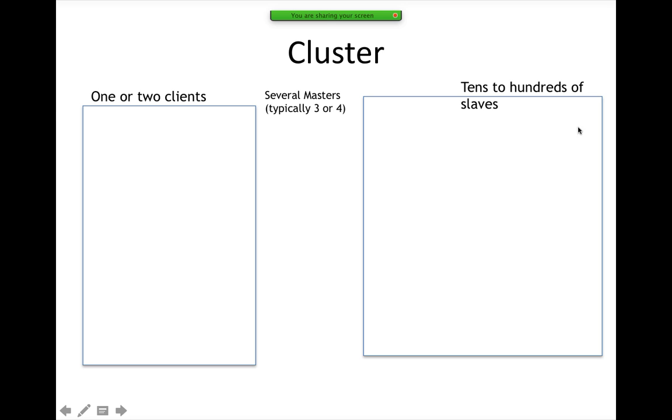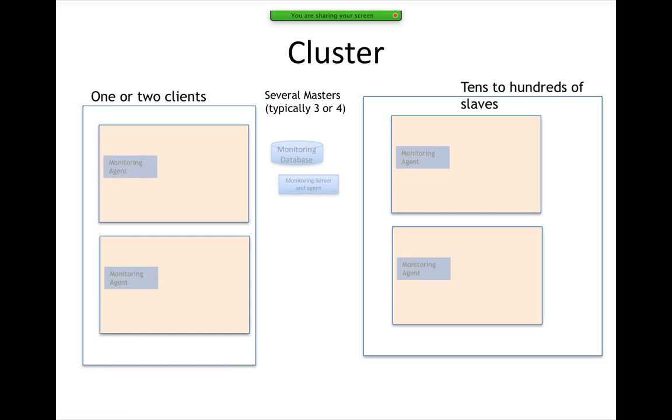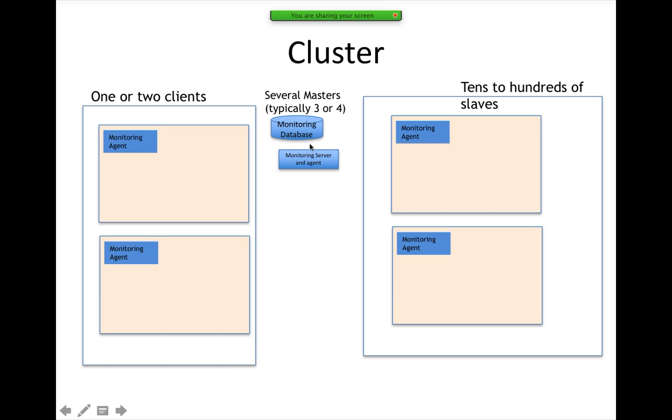You have slaves on the right side, masters in the middle, and a couple of clients on the left. First, what we will do is set up a monitoring environment. The monitoring environment can be of any distribution. It could be Cloudera, Hortonworks, or MapR also. But my videos for hands-on purposes only cover Cloudera and Hortonworks.